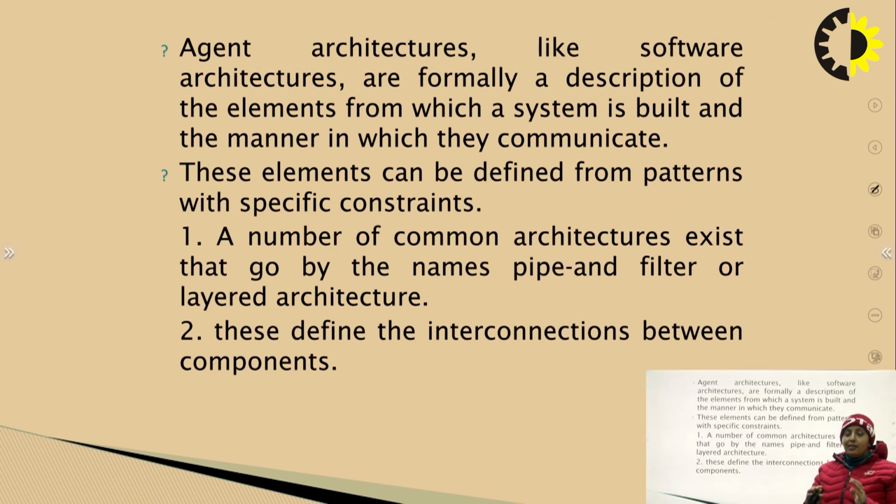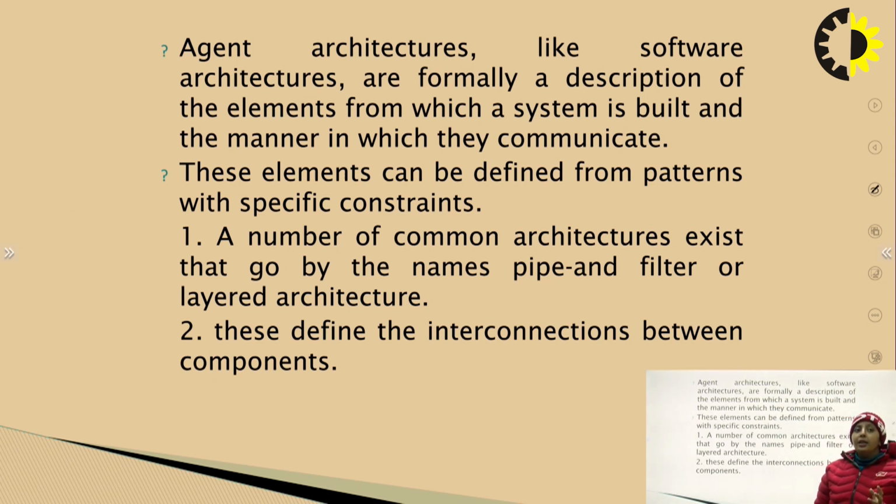The agent architecture is the system that is built in such a manner that all the agents present in that particular communication system can communicate with each other in an efficient manner and can also share their views, their beliefs, their desires to get the conclusion of that particular problem. So these elements can be defined from patterns which specify some sort of constraints. What is this constraint? Constraint is basically a number of common architectures that exist and go by the name pipeline or filter or layered architecture.